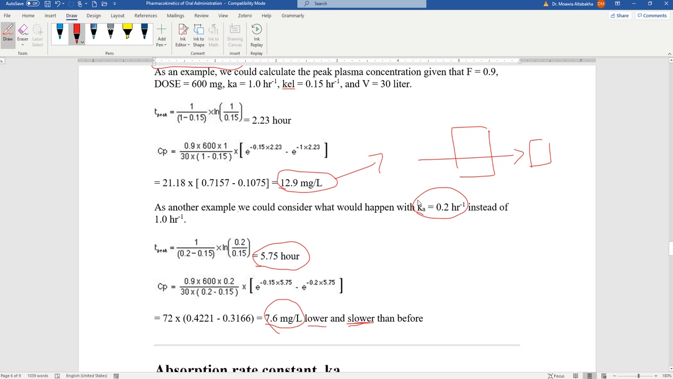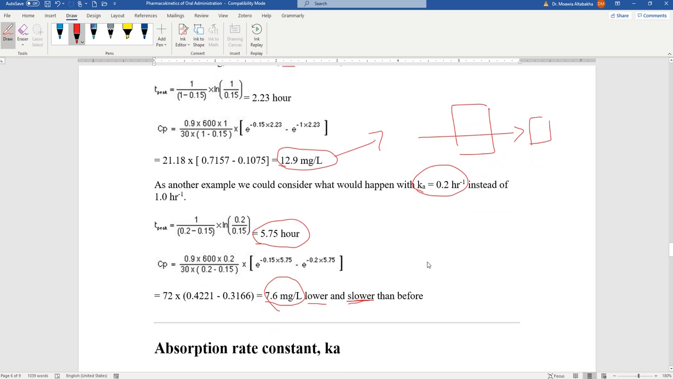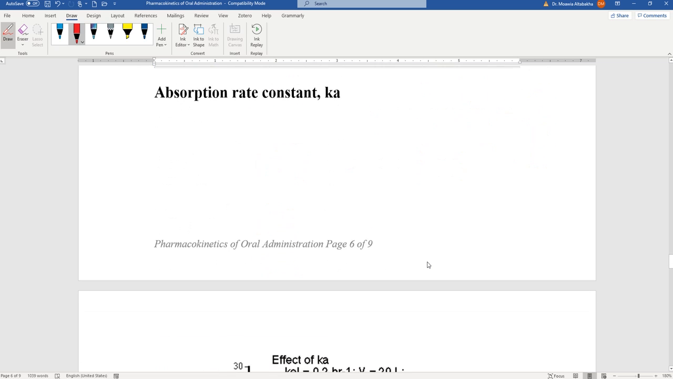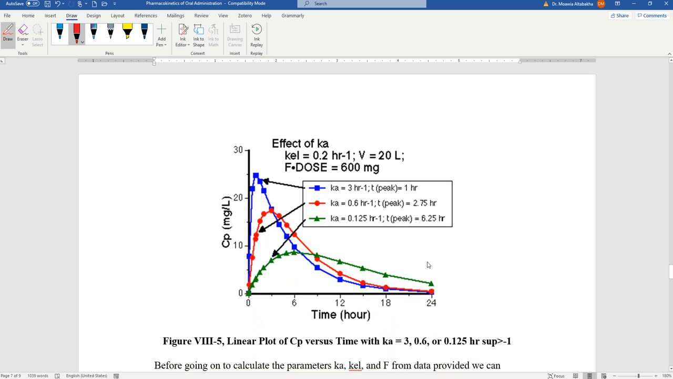Another way to say this: the higher the Ka, the earlier is the peak concentration and the higher is this peak concentration. The higher the Ka, the earlier and the higher is the peak concentration. Clear? Okay.